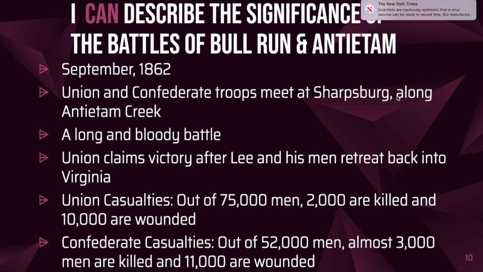It is a long and bloody battle. The Union does claim victory after Lee and his men retreat back into Virginia. And I have a map to hopefully help you understand that a little bit better geographically. It is the single bloodiest day in the Civil War. Union casualties: they had 75,000 fighting men that day. Of that, 2,000 men were killed and 10,000 were wounded. The Confederates had 52,000 men that day. Almost 3,000 died and 11,000 were wounded.